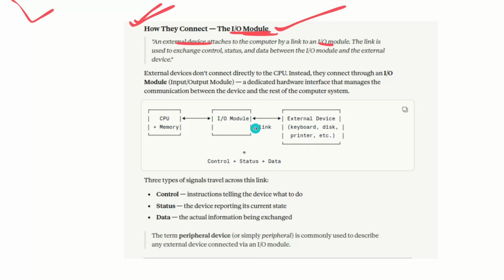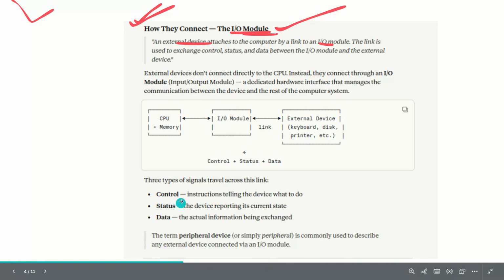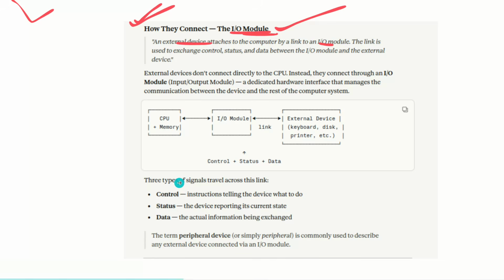Now, the three important signals going through this link are the control signal, status signal, and data signal. The control signal tells the device what to do. The status signal reports its current state. Data is the actual information which is getting exchanged between them.